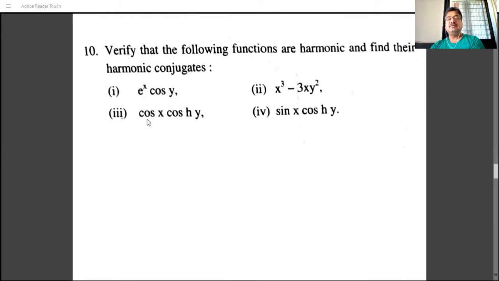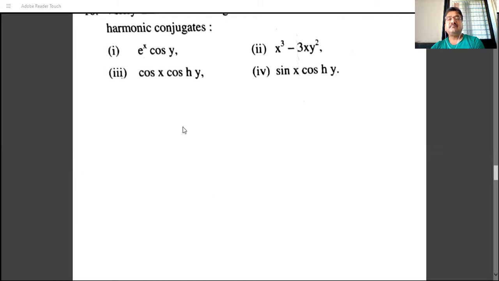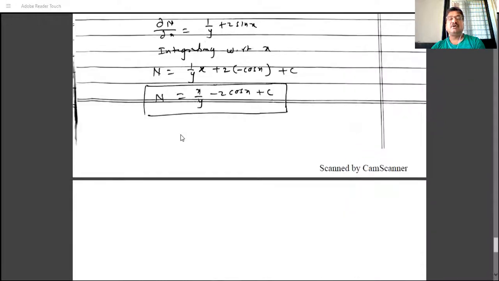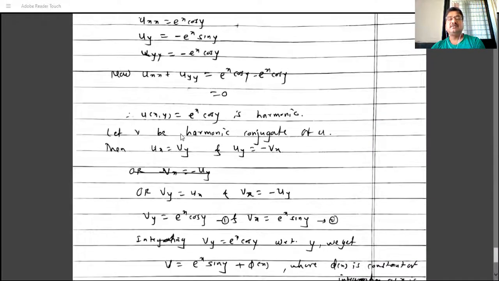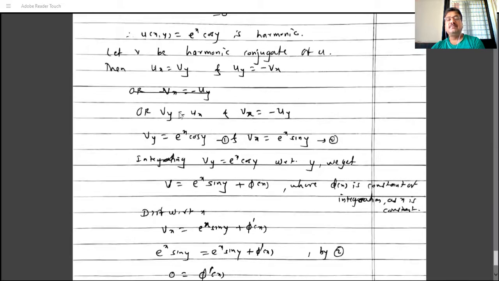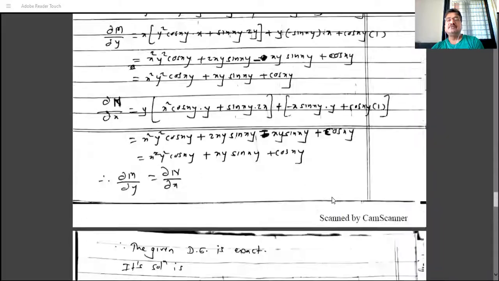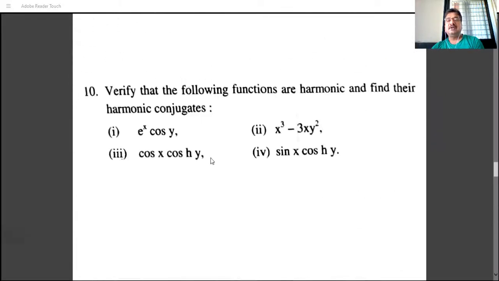Then show that uxx plus uyy is equal to 0 for this function, and also for the other function. And then determine the harmonic conjugate, that is v. Suppose v is the harmonic conjugate of u, then write these two equations, ux is equal to vy and uy is equal to minus vx, and by following this procedure, find this v, the harmonic conjugate of that u. So solve the remaining 3 problems on the conjugate function.